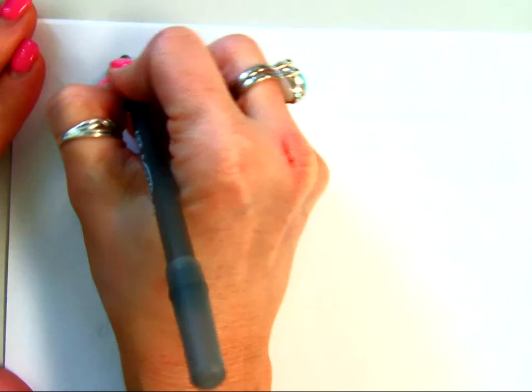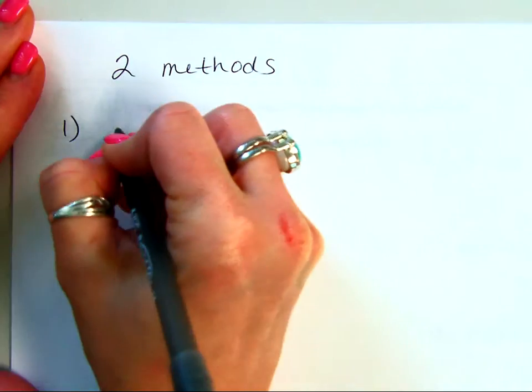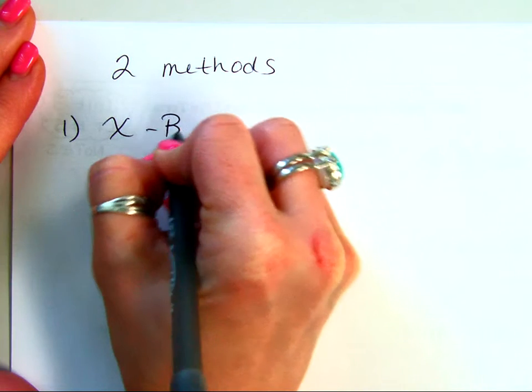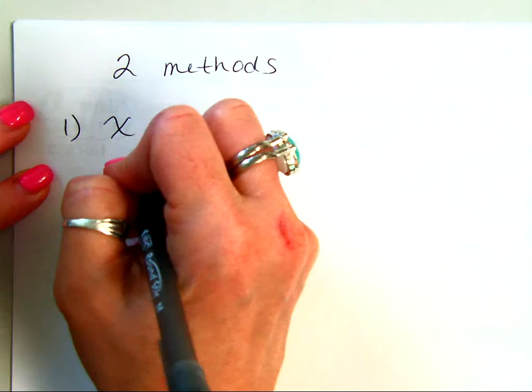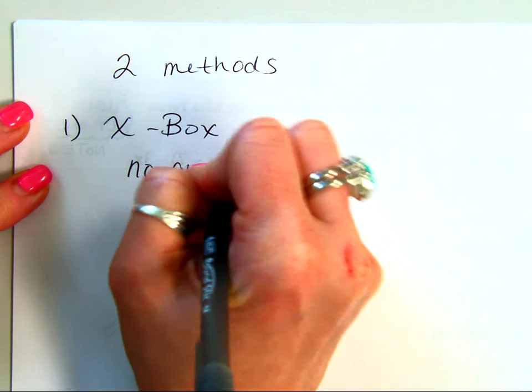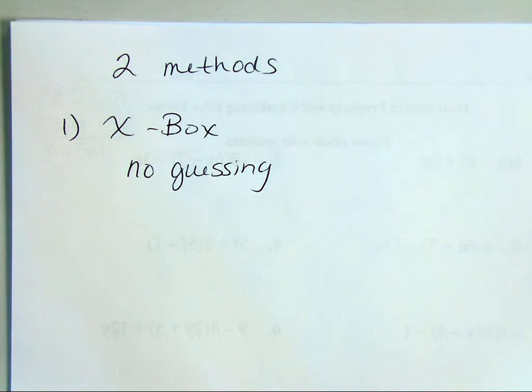And there are actually going to be 2 methods that I show you. Okay? Method 1, we're going to call the X box. And a plus of doing the X box is if you do it right, there's no guessing. You will get it right every single time. It is a surefire way to get the correct factors.